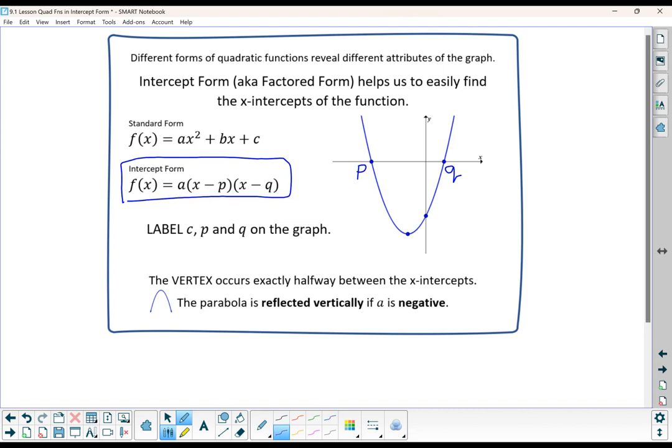And also the a at the front here, it's the same as the a in standard form, and it's the same as the a in vertex form. That a will tell you about the stretch of the parabola. So if that a is negative, you know that the parabola opens downward. The vertex, something to note, we'll talk about it more formally in a second, but the vertex is exactly halfway. These things are symmetric. So if p and q are the x-intercepts, that axis of symmetry is exactly halfway between them, and that's also going to be the x value of the vertex.